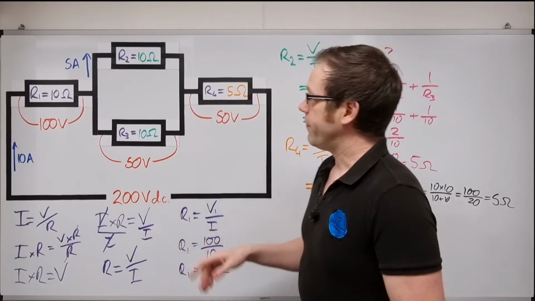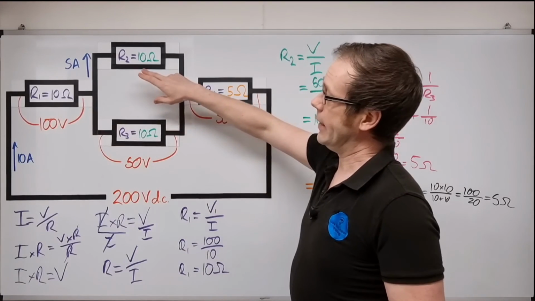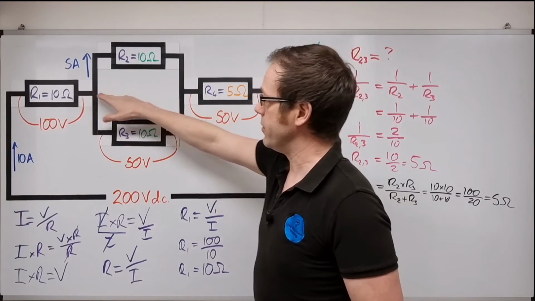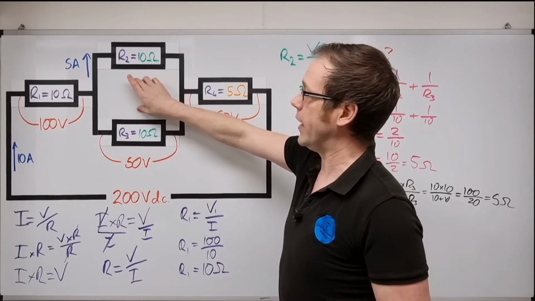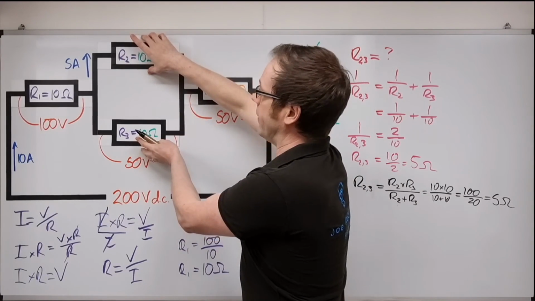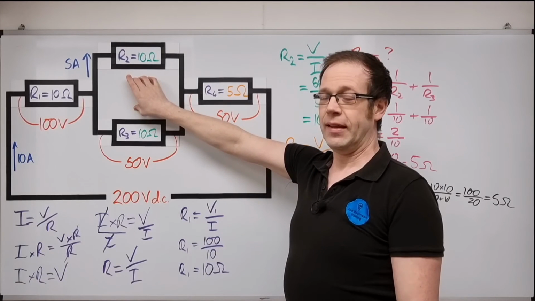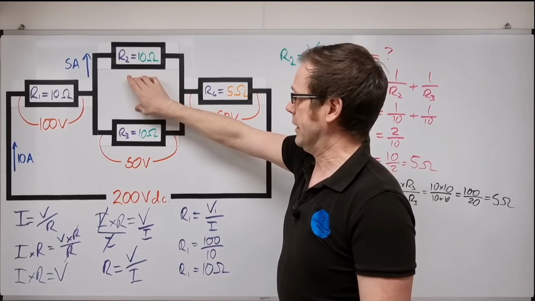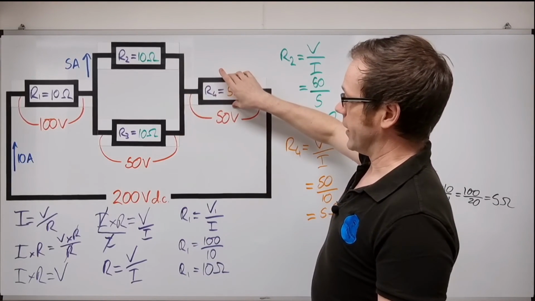So now what we've got is effectively a resistor in series connected with another resistor in series here that has the equivalent value of 5 ohms that we just calculated. So it's like these two, we've just found the equivalent resistance of them and put them together there. And then we've also got another resistor connected in series.